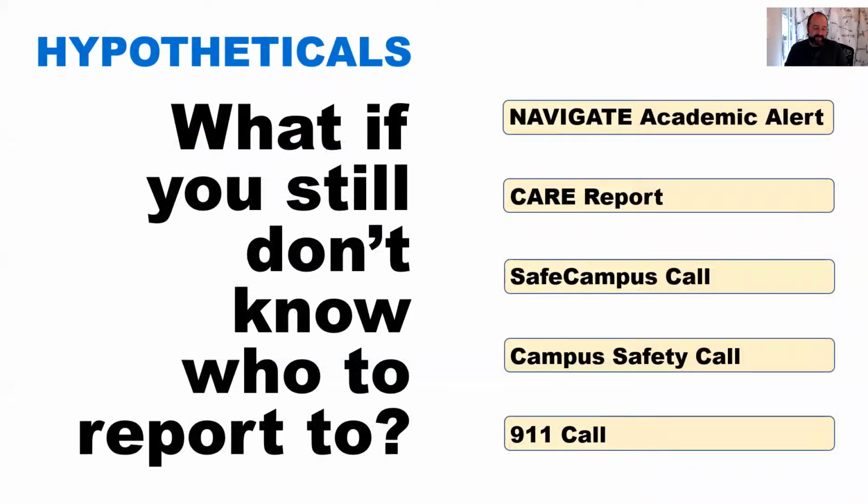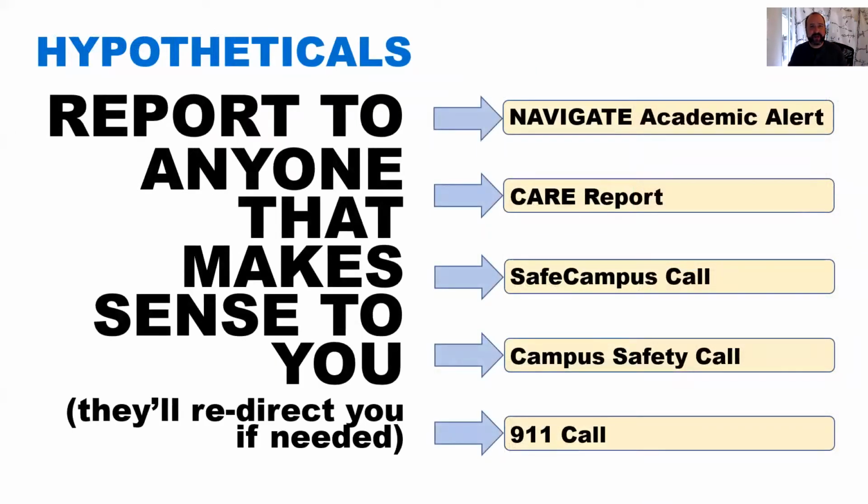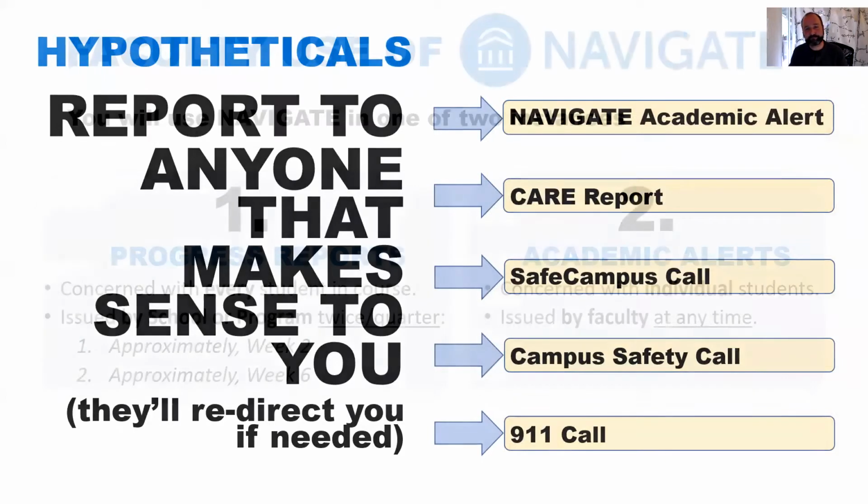What if you don't know, after all this, who you're supposed to call or contact or which form you're supposed to use? What if it's a gray area where it kind of overlaps and it's behavioral but also academic? Don't stress about it. Report it to anyone that feels appropriate to you, that makes sense to you. And they will redirect you to the appropriate person. Like, don't call 911 because your student failed your exam. But pick the one that makes sense to you if there's overlaps, and they're totally trained to help you also submit somewhere else if you need to, okay?